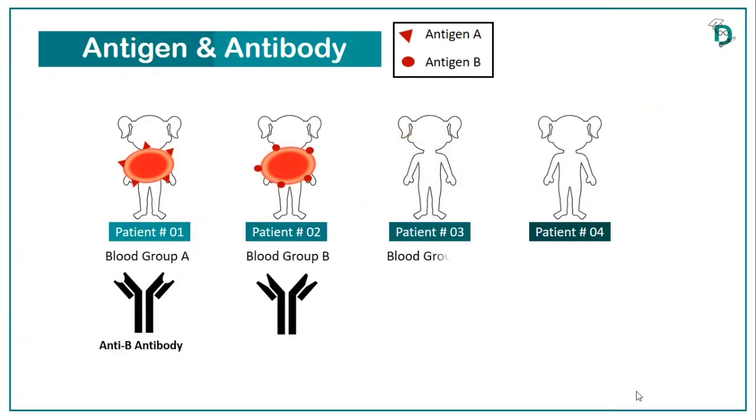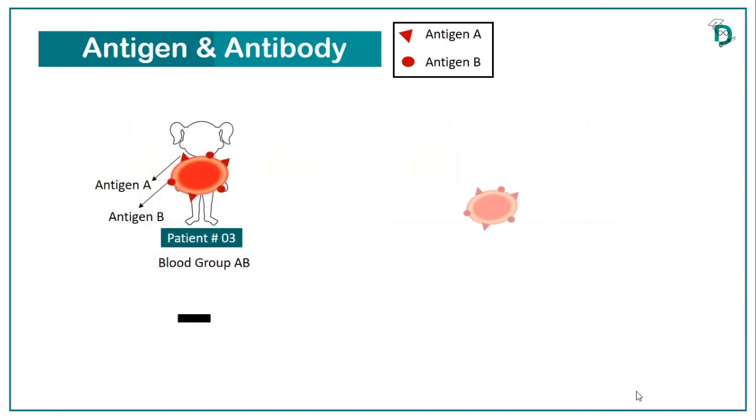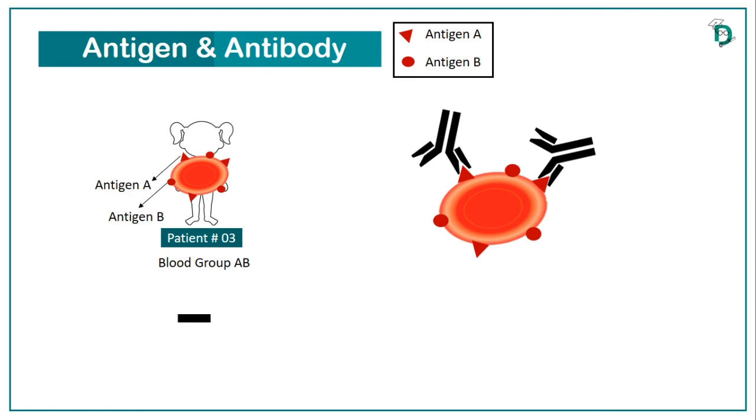Now the third person with blood group AB has RBCs with both antigen A and antigen B. Plasma in the blood of this person has no antibodies, neither anti-A antibody nor anti-B antibody, because both, if present, can attack the antigens on RBCs. Anti-A antibody will attack antigen A and anti-B antibody will attack antigen B. That's why none of them are present in the blood.